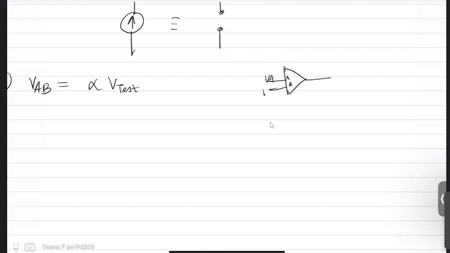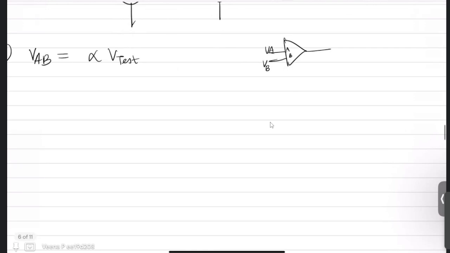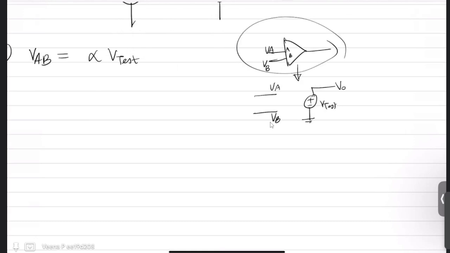And this potential is VA and this potential is VB. Now you draw it. You make it VA here and VB here. And at this part you will give your test voltage. So this is your V out. So you will replace this whole part in the circuit by this, by replacing the independent sources with their equivalent circuit. Once you do that, you will get your VA minus VB, which is nothing but your VAB, in terms of some constant alpha times V test.